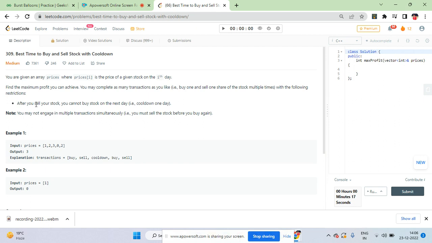But there is only one constraint: if you sell the stock on a particular day, you cannot buy the stock on the very next day. You have to wait for one day before buying, after selling. That's called a cooldown period, right?